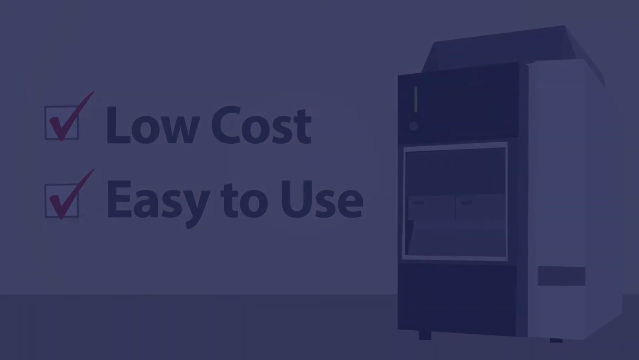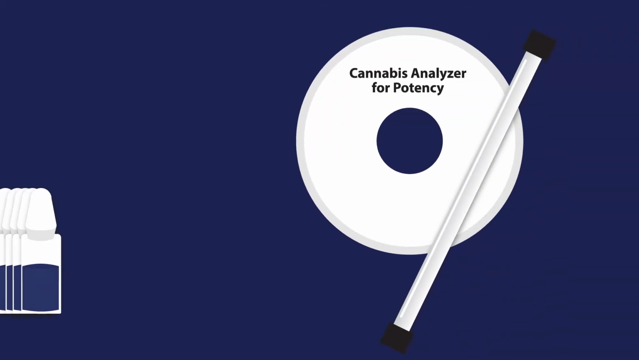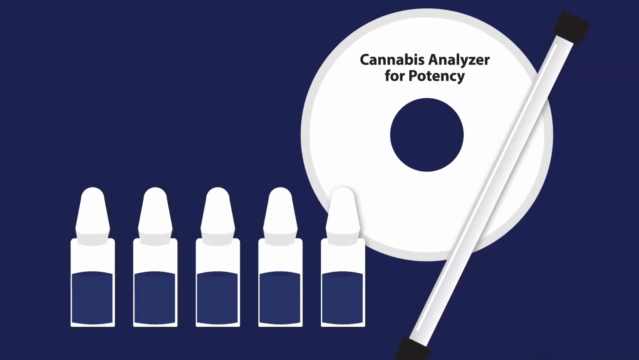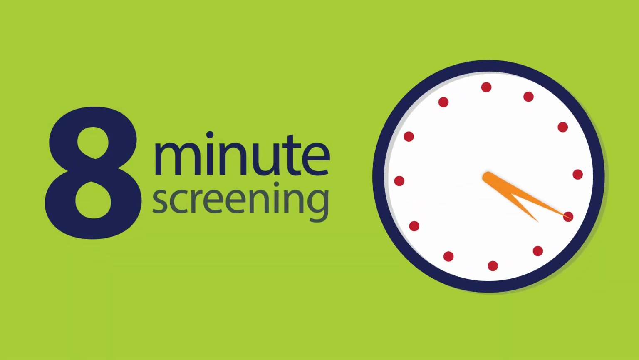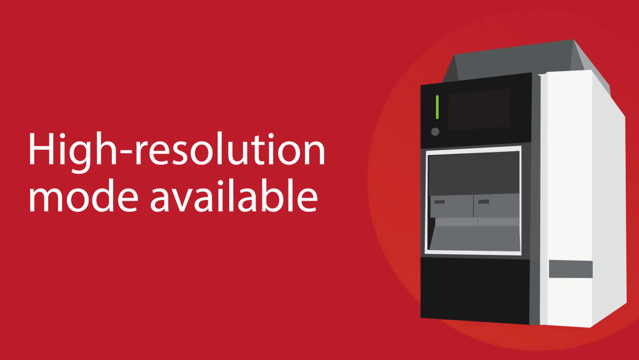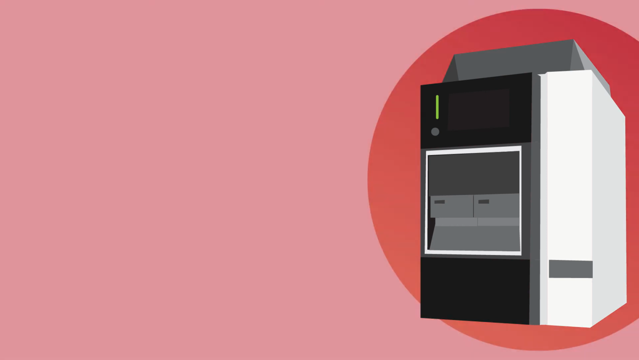The Cannabis Analyzer for Potency comes complete with turnkey methods and the column, reagents, and consumables needed to get up and running fast. QC labs can take advantage of the ultra-fast mode for increased throughput on routine cannabinoid screening. A high-resolution mode is also available for higher-resolution cannabinoid interrogations and research.